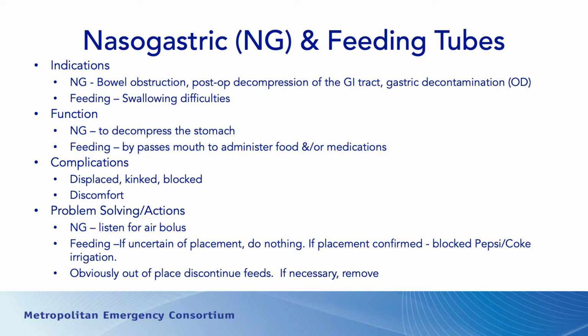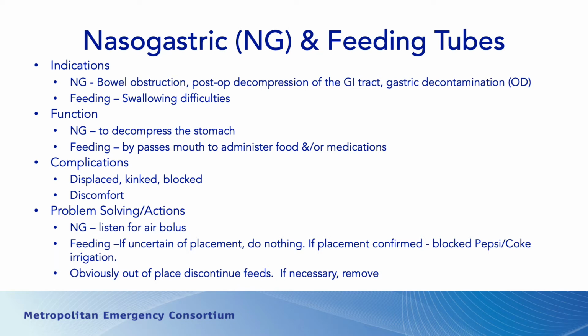We used to put big bore nasogastric tubes in all the time for overdoses. It was probably more punitive than therapeutic, however. But there are some medications such as iron that if the patient overdoses on, we need to do gastric decontamination to get that stuff out as quickly as possible. So we use nasogastric tubes, the bigger tubes, to decompress the gut because of a bowel obstruction, or because of GI surgery, or because the patient's overdosed.